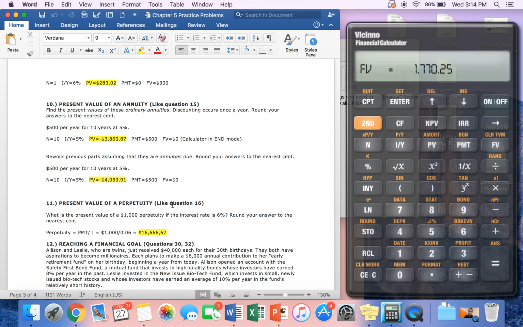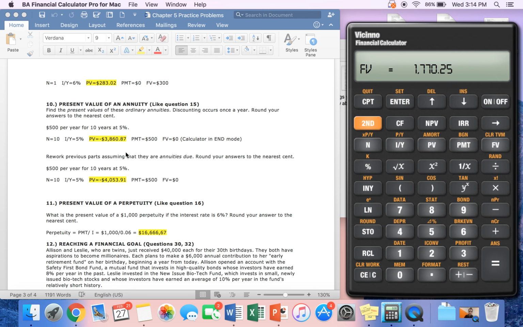So this one is also straightforward. We're just finding the present value of an annuity. What I want you to get comfortable with in these questions is being able to flip your calculator into the end mode or into the beginning mode. This question isn't any different than what you've seen before. You're simply solving for the present value, but what you have to do here is be insightful as to what mode your calculator needs to be in. So in this question, they say we find the present value of these ordinary annuities, okay? It's saying we have $500 per year for 10 years at 5%.